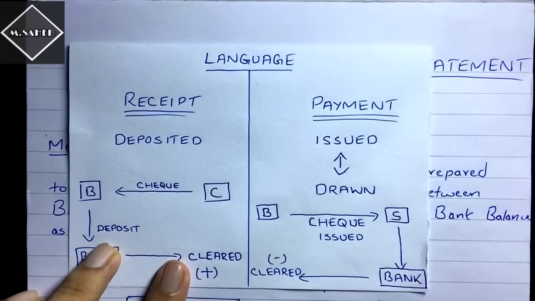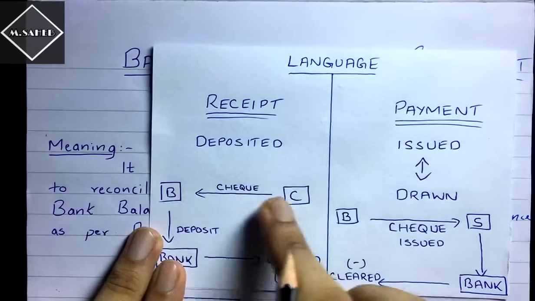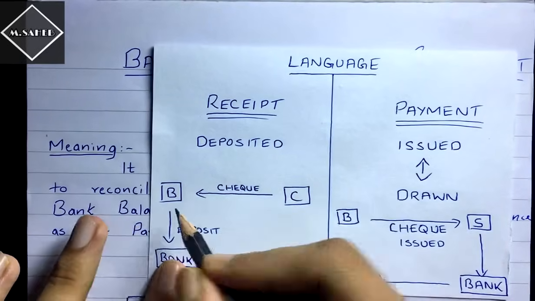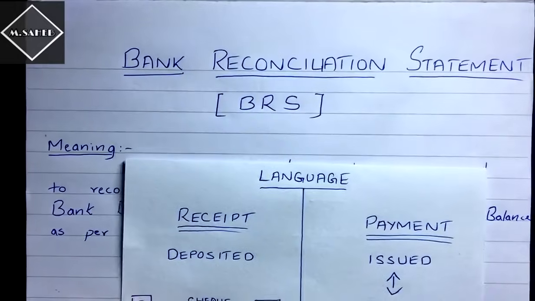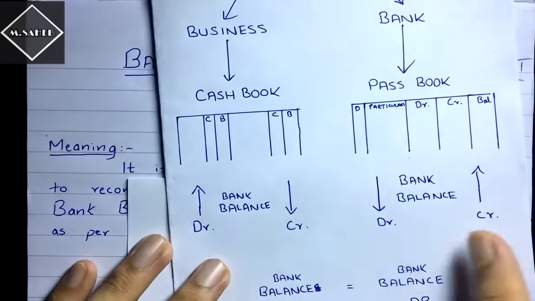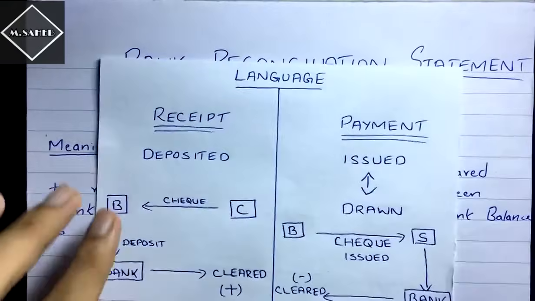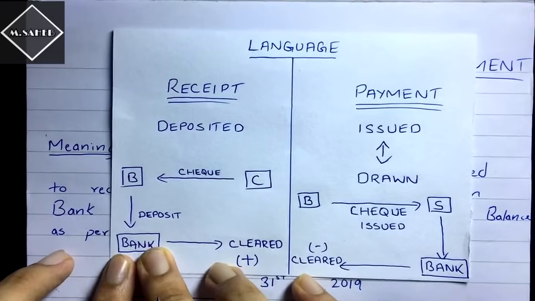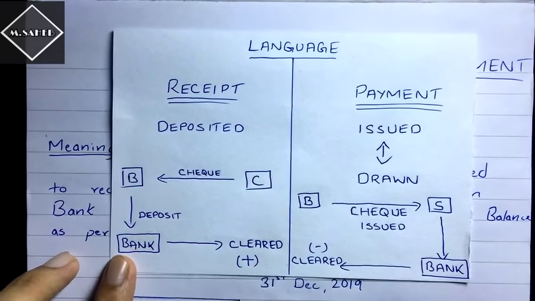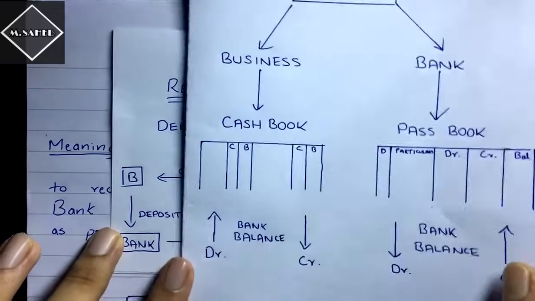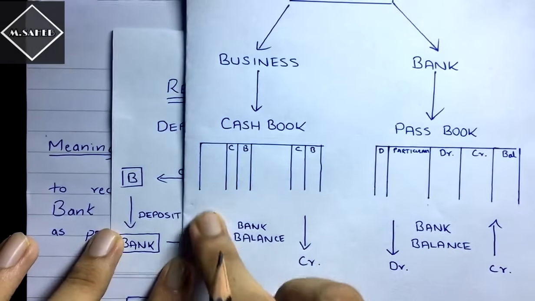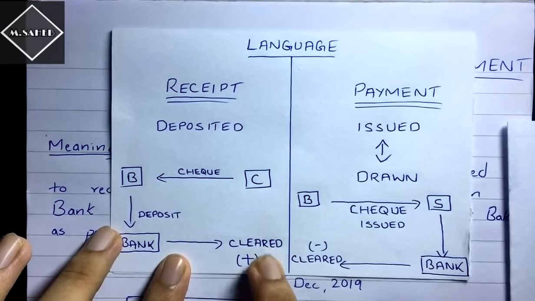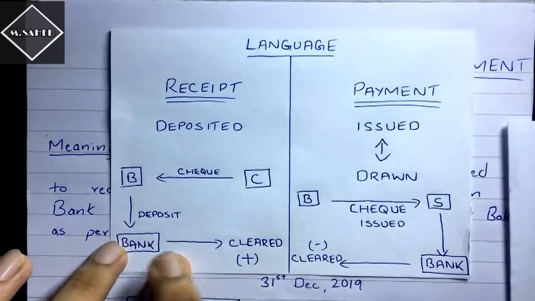So here you can see, when we receive the cheque directly from the customer, we will immediately record it in the cash book. We have received the cheque, so our bank balance should increase. After depositing, we will immediately record it in the cash book. The business will record that our bank balance has increased. But it will take certain days to clear the cheque, and only then will the bank balance be updated.